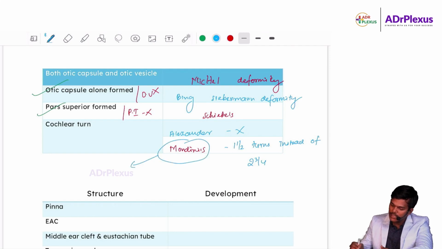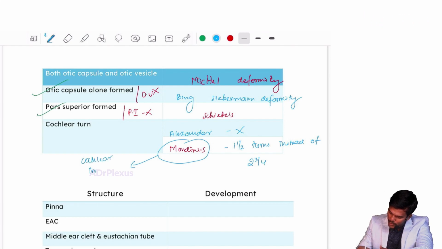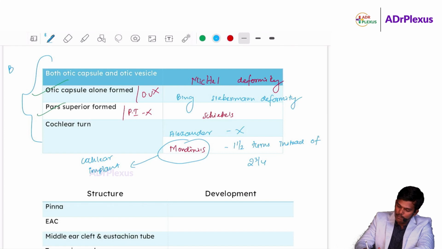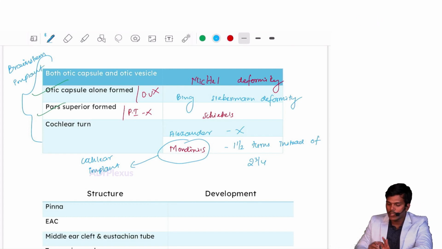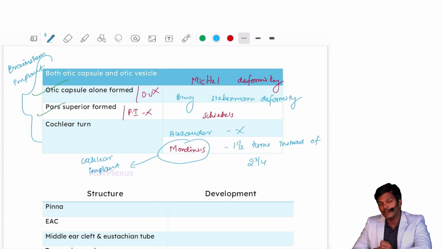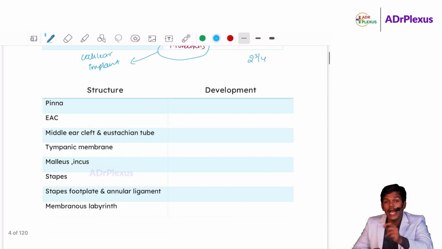This is the only disease where you can do a cochlear implant as a treatment option, whereas for other diseases you should try only a brainstem implant. Mondini's deformity is much less severe, so you can try a cochlear implant. For other deformities you should try only a brainstem implant. Clear? Yes. Now let's summarize the embryological aspect of the entire external, middle and inner ear.